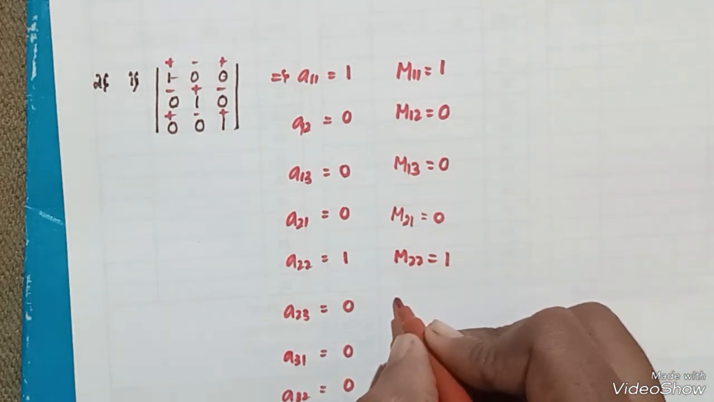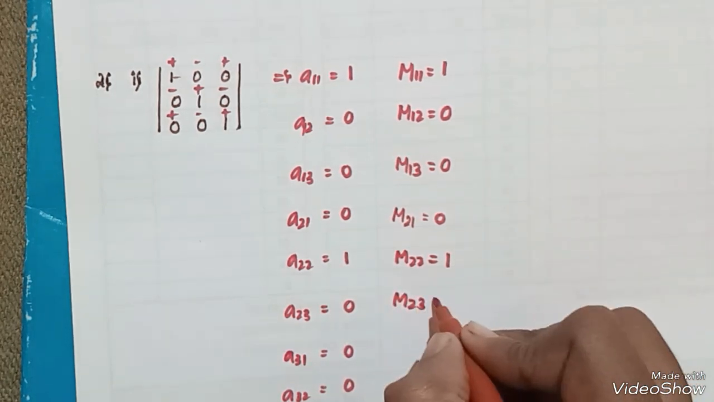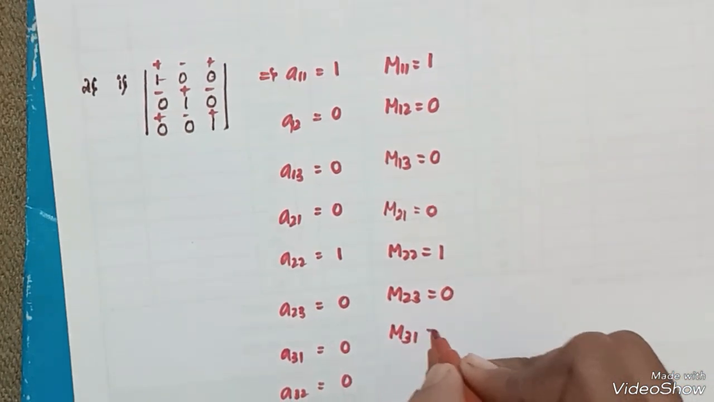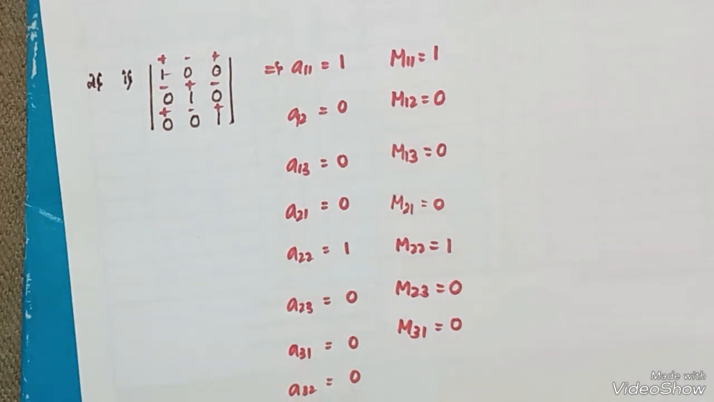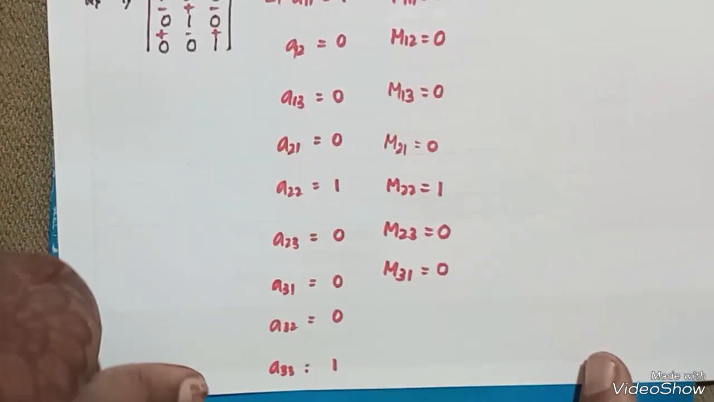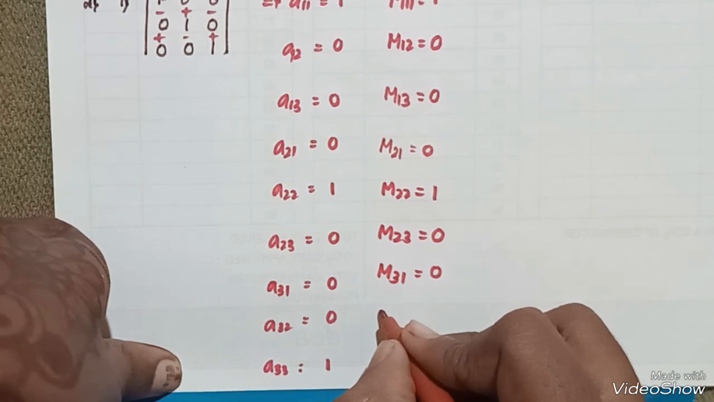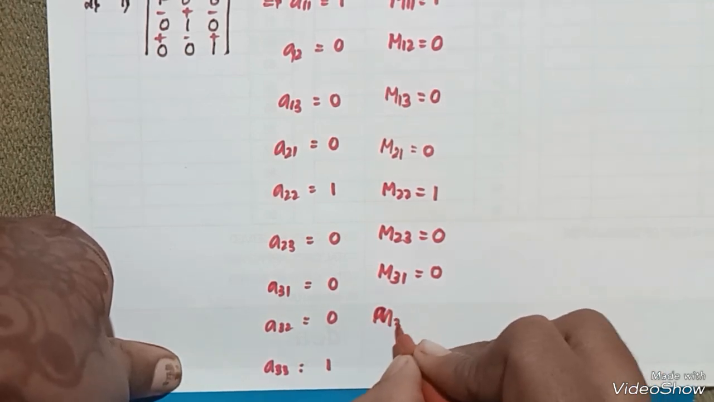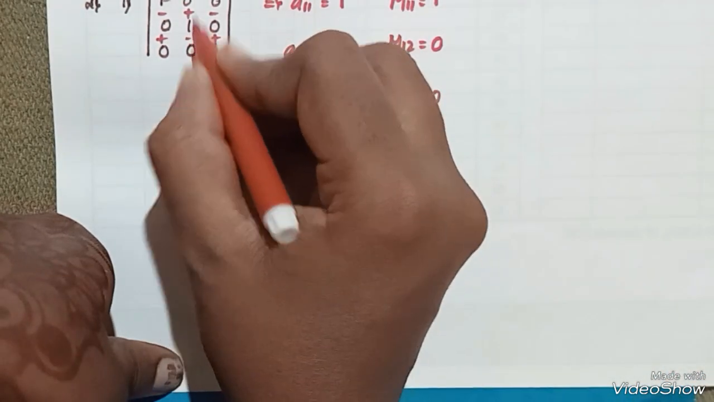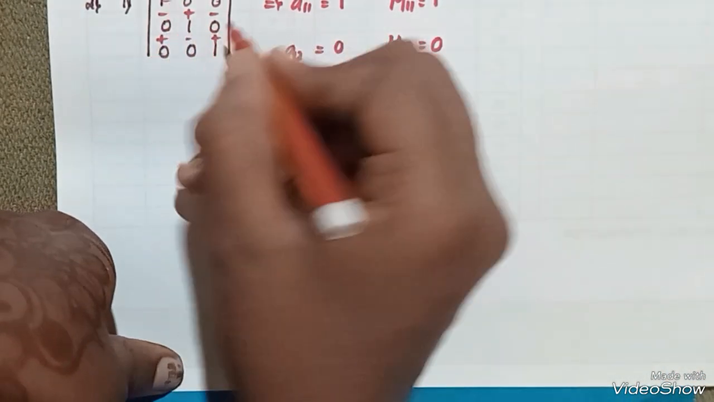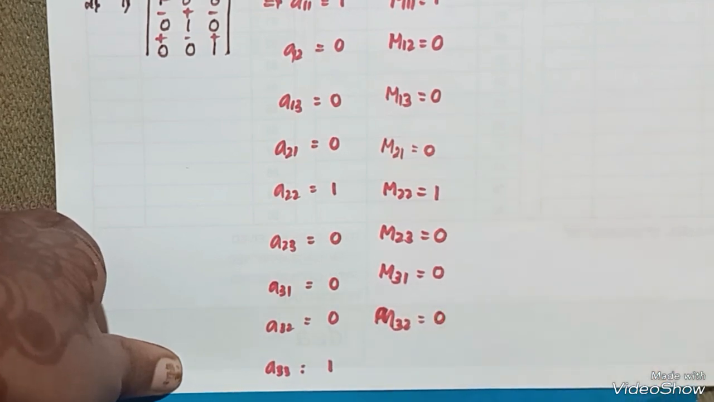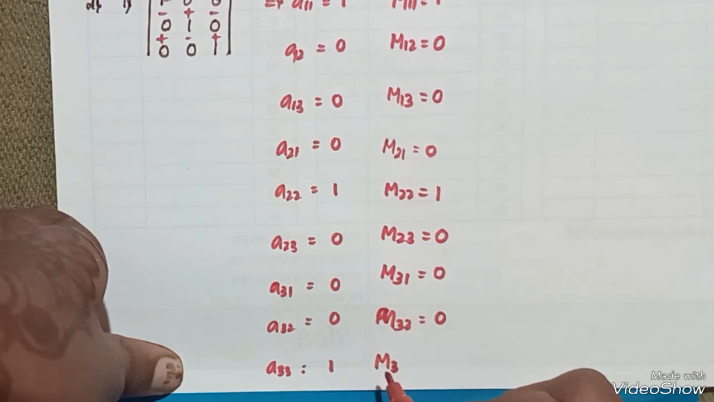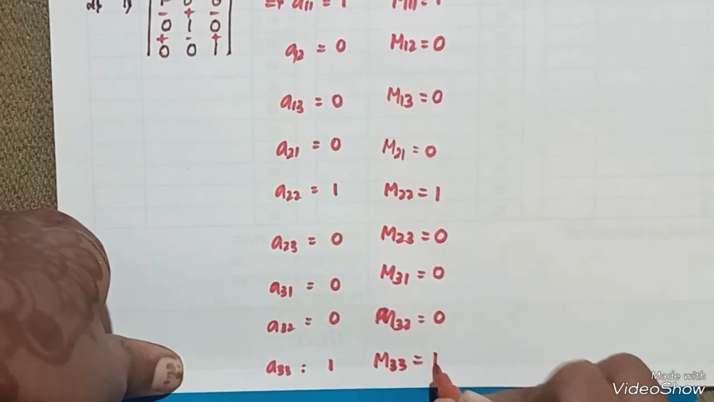For the corresponding elements, M23 is also 0. M31 is also 0, because the elements contain zeros. M32, neglecting this row and column, 1 into 0 becomes 0. For the last element, the minor of this element becomes 1.